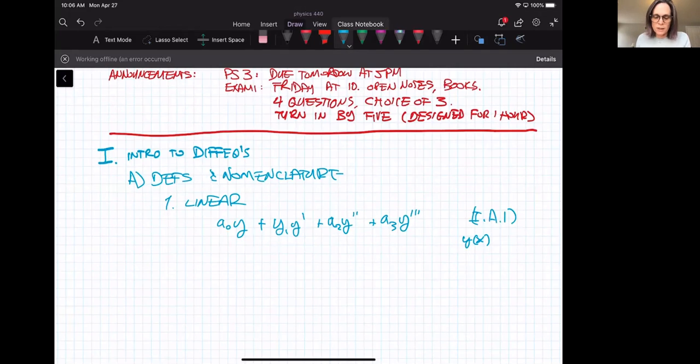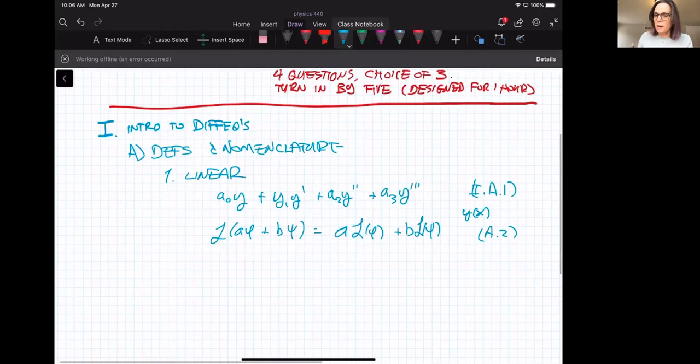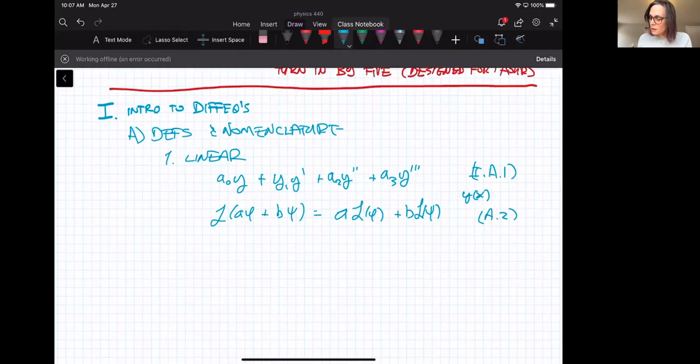We know also in the case of linear functions that if we have, say, an operator L that represents differentiation or a differential equation acting on, say, A phi plus B psi, that's the same as A times L phi plus B times L psi. These A and B are constants. All right, so they're just linear operations. We also often define these by their order. That's just by the highest non-zero derivative.